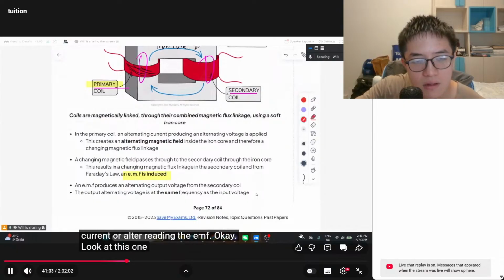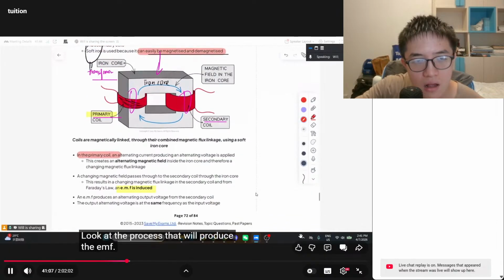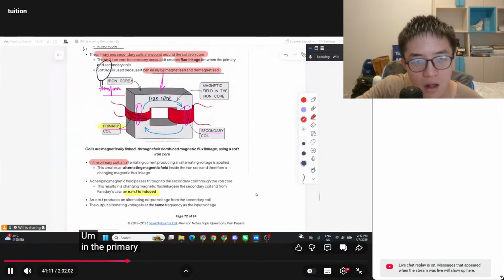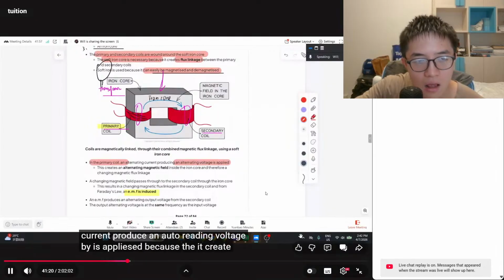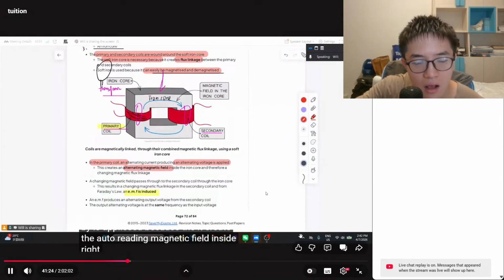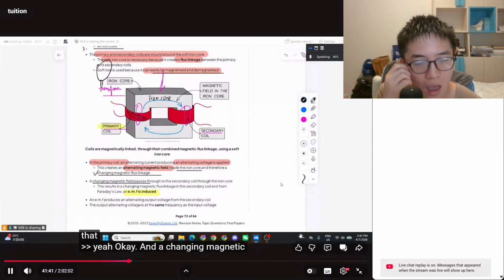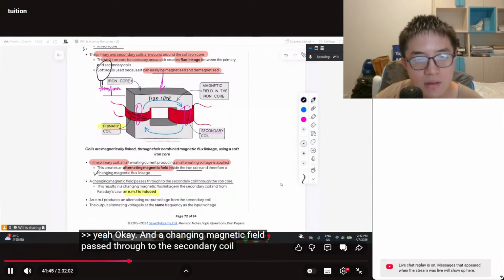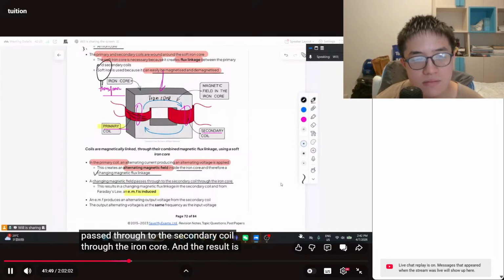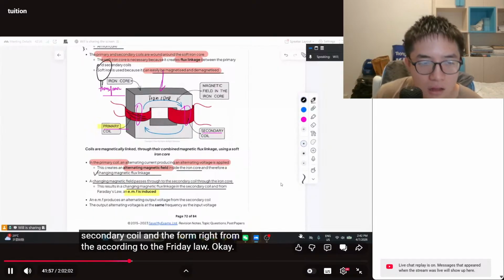Look at the process by which we produce the EMF. In the primary coil, an alternating current producing an alternating voltage is applied, because it creates an alternating magnetic field inside the iron core, and therefore a changing flux linkage. A changing magnetic field passes through the secondary coil through the iron core, resulting in a changing magnetic flux linkage in the secondary coil, and according to Faraday's law, an EMF is induced.